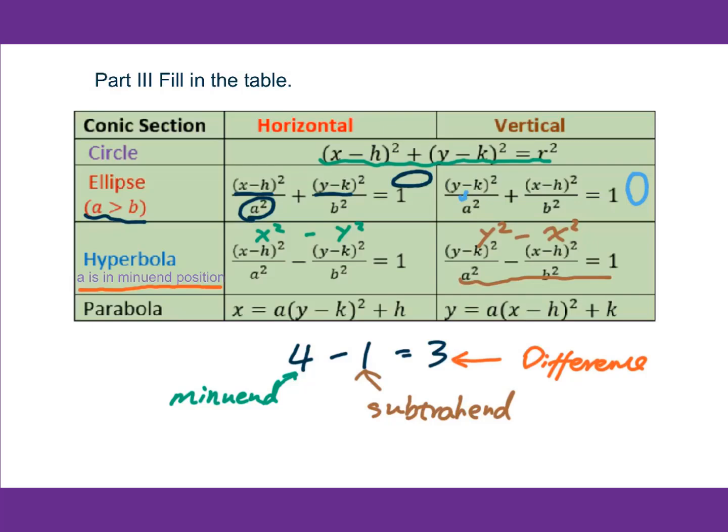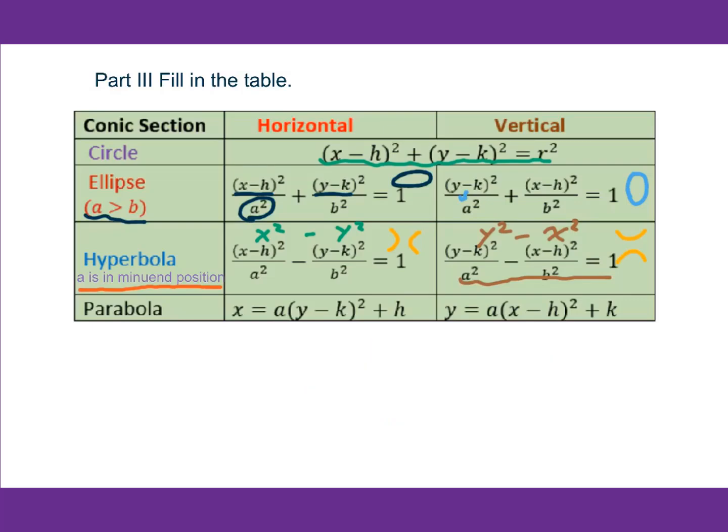For horizontal hyperbola, the graph will be like this. For vertical hyperbola, the graph looks like this. For parabola, when you have x equals, we call that horizontal parabola. The graph will be like this or this one. For vertical parabola, we know this is a quadratic function. The graph looks like this or this.